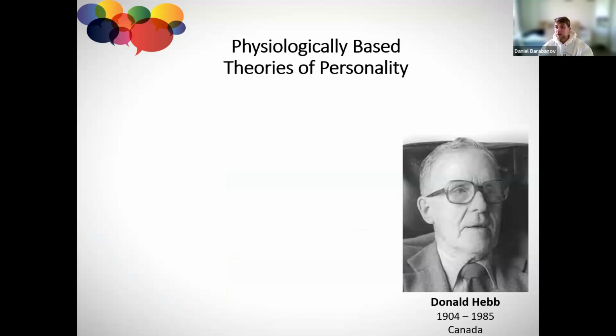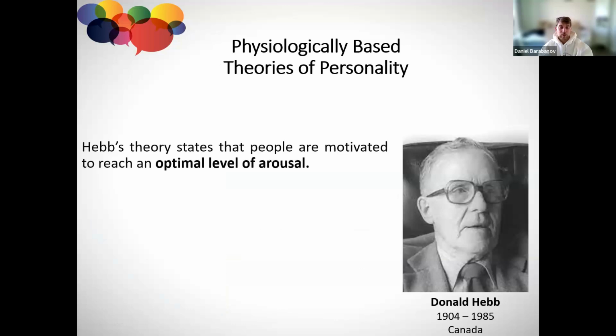And now finally, a series of theories of personality based on physiology, as I promised. So the first theory we will discuss was introduced by Donald Hebb, a Canadian psychologist. He put forward the hypothesis that people have a so-called optimal level of arousal. It's a certain level of physiological activation people try to reach.